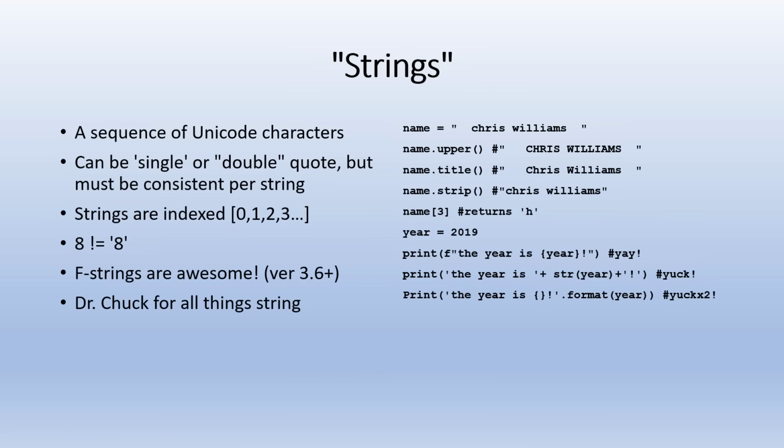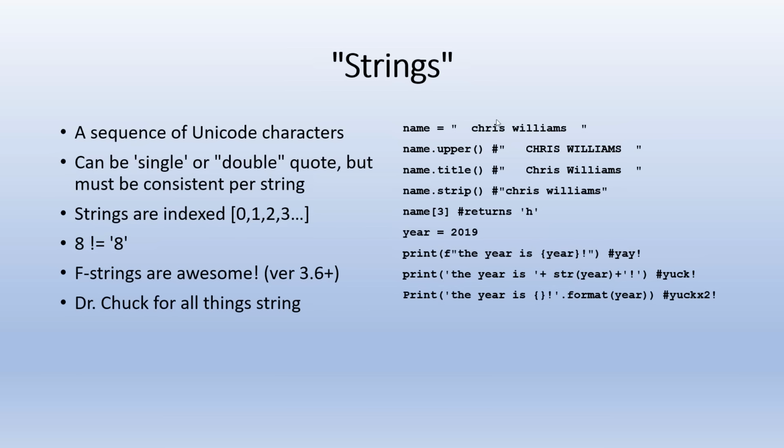So strings, they're a sequence of Unicode characters. They are always held in either a single quote or a double quote. So this is a variable that I have instantiated named Chris Williams. You'll notice that there's 2 spaces in front of Chris and 2 spaces after Chris. That counts, white space counts as a piece of the string.